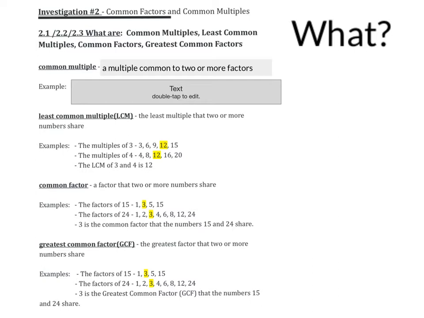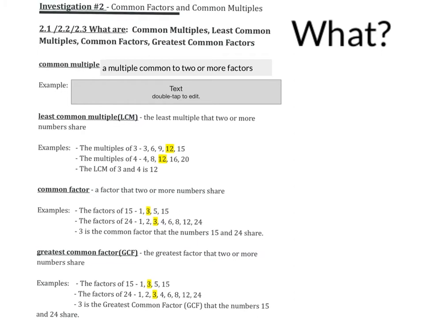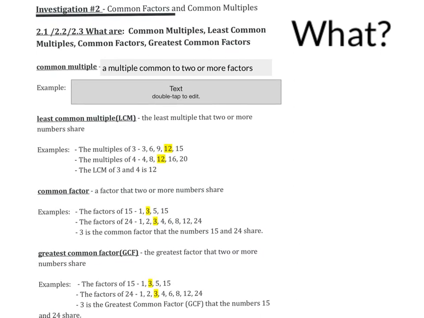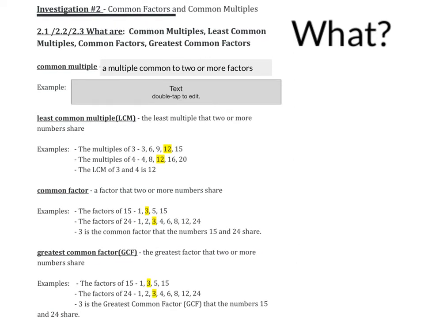All right, in your notes packet there was a small little typo, so I kind of made an overlay, and let's just define these. I'm going to use a lightsaber because I want to. So a common multiple is a multiple common to 2 or more factors. So let's do an example of what a common multiple would be.